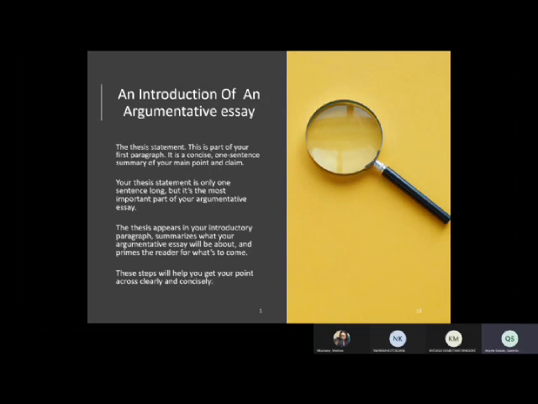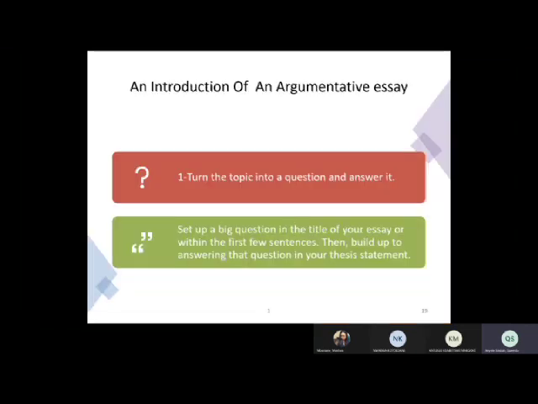So the thesis appears in your introduction. It summarizes what the argumentative essay will be all about, right? So these are the steps that you can use to come up with a thesis statement. And the reason I'm focusing on this is because although it's one sentence, it's usually not easy. It's a very difficult thing to do sometimes, you know.